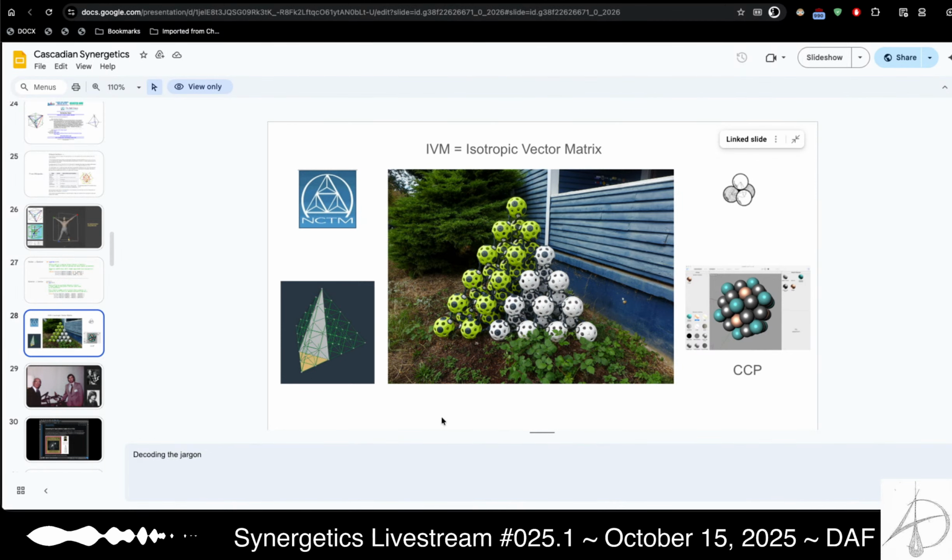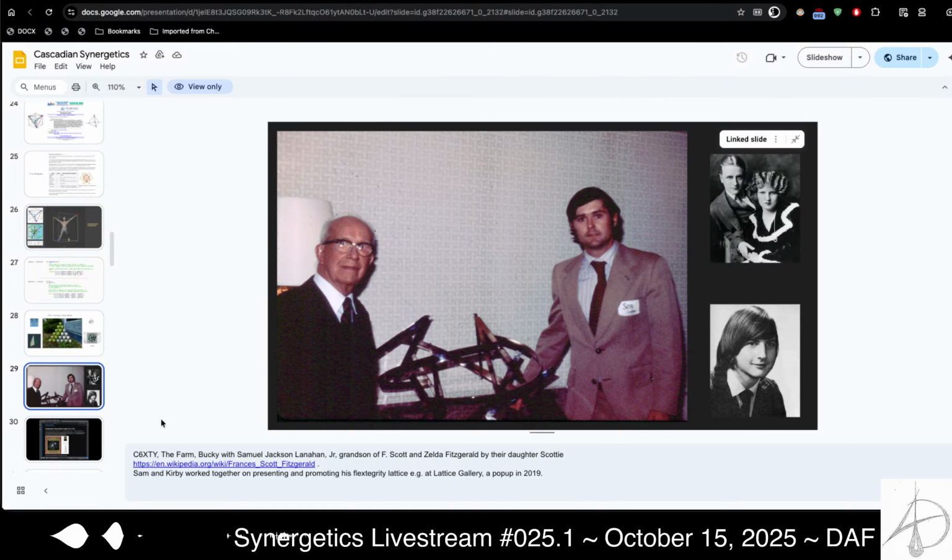With a picture of some C60 balls that are outside of Kirby's home, there's more images here reflecting how the kinds of multiplication operations that can happen with a tet in this IVM space are happening in this close-packed spherical geometry. So that ocean matrix of balls close-packed is called the IVM, isotropic vector matrix. C60 is created by Sam Lanahan. And so here's some more history, weaving on back through the Fitzgeralds and Fuller.